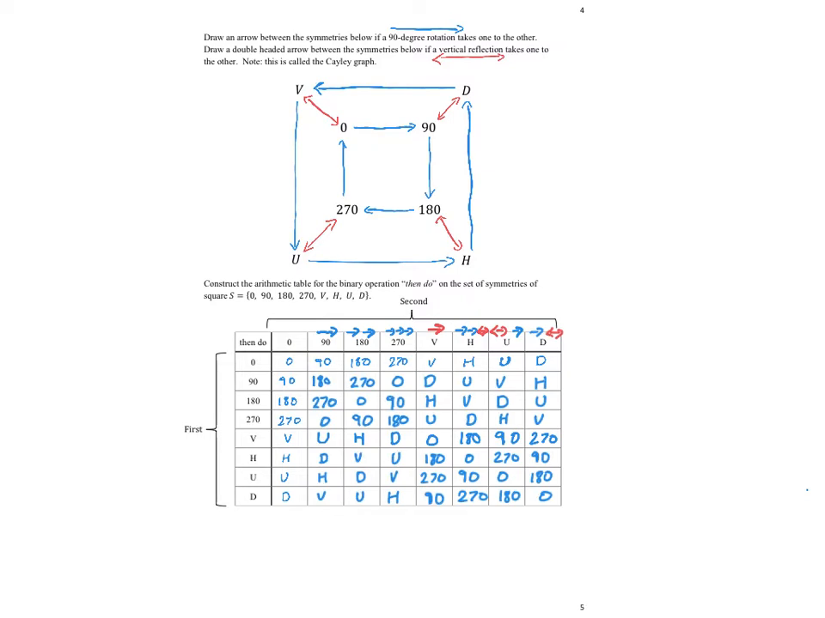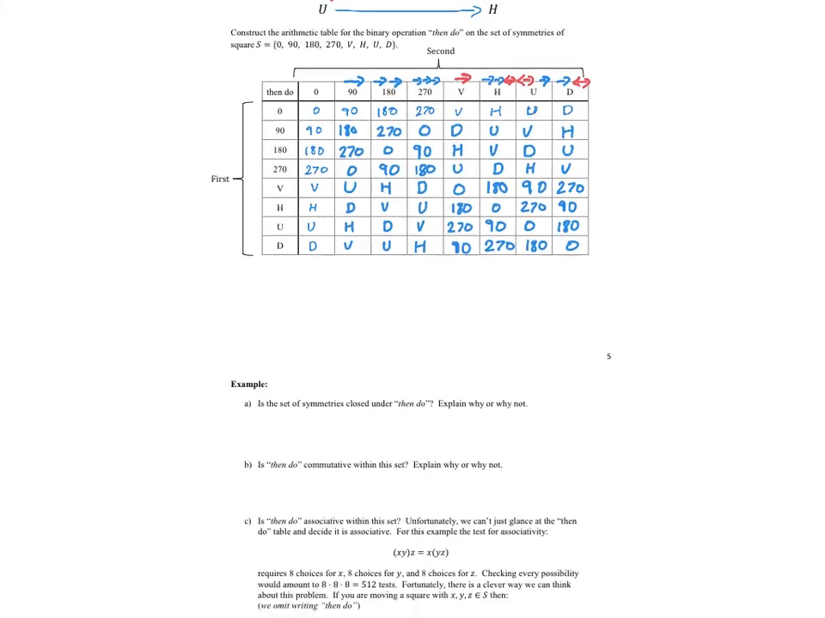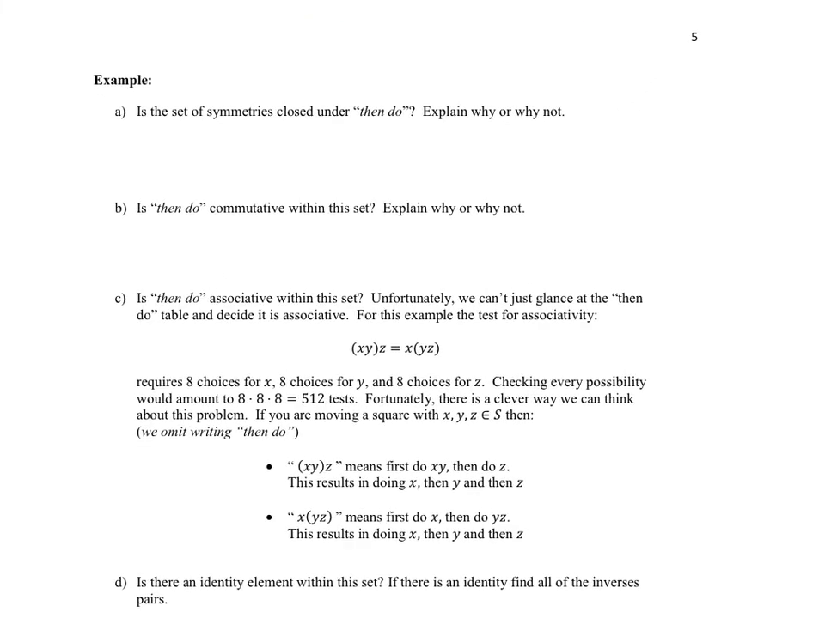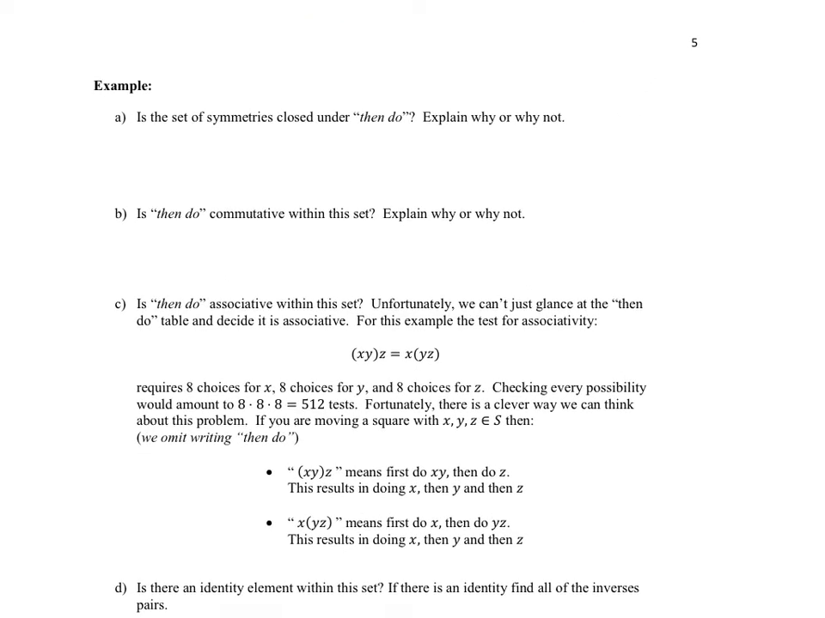Okay, so there's our table. Now we're going to ask ourselves some questions that work with this table, work with this operation. So first, is the set of symmetries closed under then do? Well, everything that we just filled in with that table is within our set S of symmetries, the 8 symmetries, so we can answer yes to this question, because the whole table that we just looked at is in S.